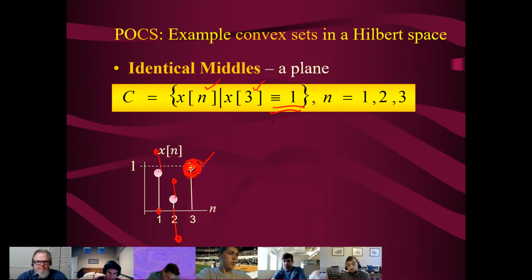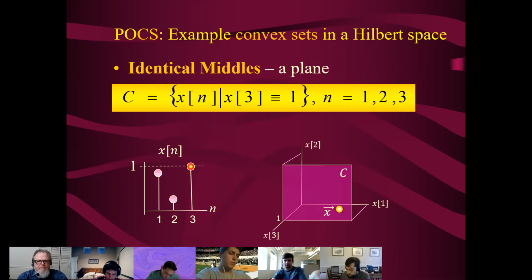That's the convex set. And what does that correspond to? Well, in 3 dimensions, this is something we can draw. We can go out here to x3 and look at this plane. This plane is x sub 3 equal to 1. That's what this plane is equal to, correct? And we've already seen that a plane is an example of a convex set. So this is another example of a convex set.